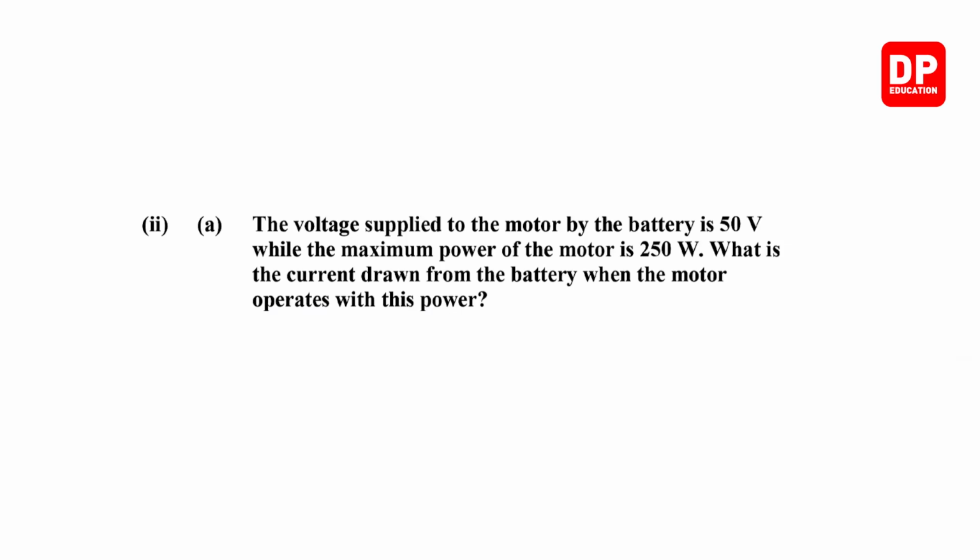Voltage supplied to the motor by the battery is 50 volts, while the maximum power of the motor is 250 watts. So voltage supplied to the motor by the battery is 50 volts. Maximum power of the motor is 250 watts. What is the current drawn from the battery when the motor operates with this power?